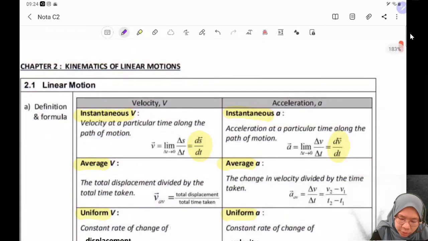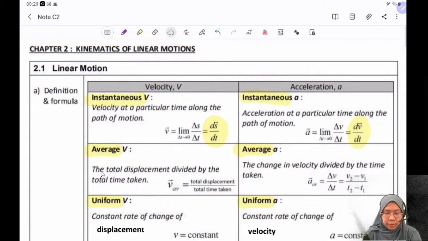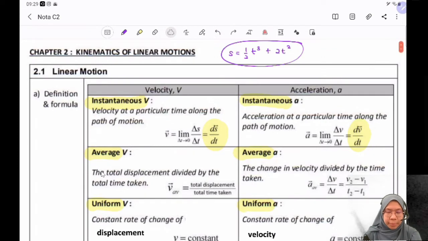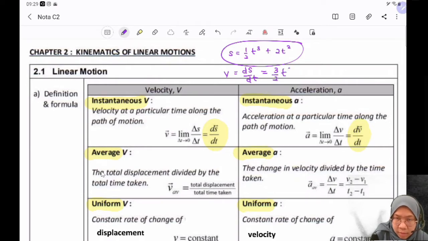Okay, so in order to get, if you are given equation s, for example, you are given an equation. Okay, so to get v, we need to differentiate the equation as given. Kita kena differentiate equation s. Okay, then when you get a new equation for v, which is equals to 3 over 2 t squared plus 4t.